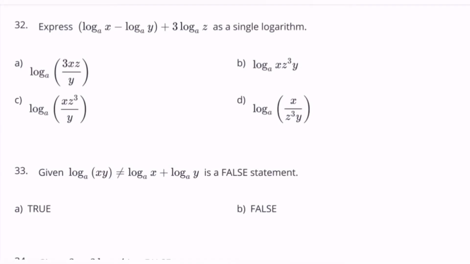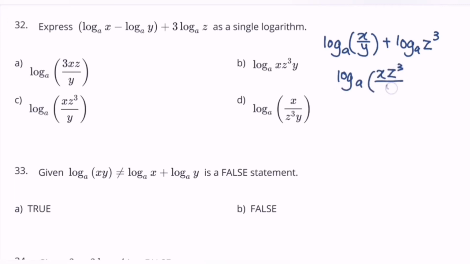Express the situation as a single log. So kindly focus on the front part, which is the logarithmic subtraction identity. So we can say log base a, bracket, x over y, plus, again, we refer to the logarithmic power of log, which is log base a z to the power of 3. So again, make use of the logarithmic addition identity, and we will have log base a, bracket, x multiplied with z to the power of 3 over y.